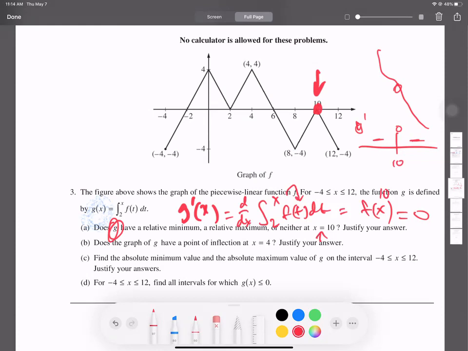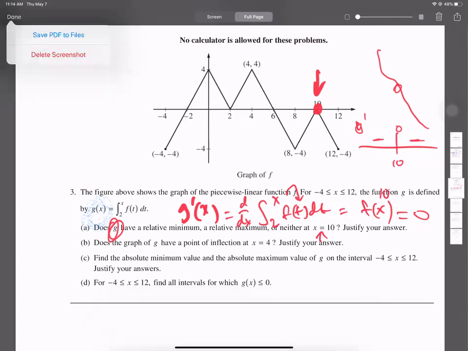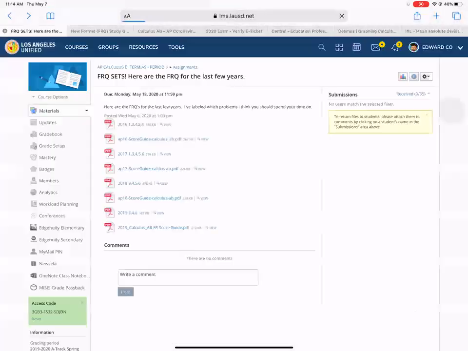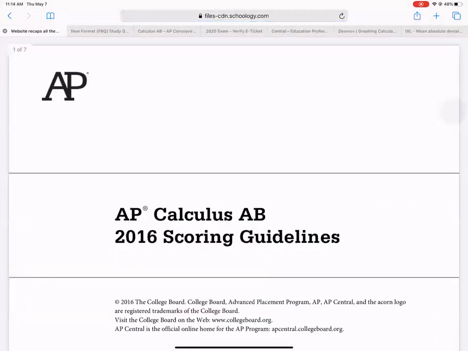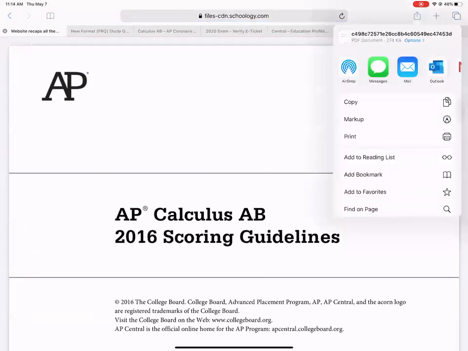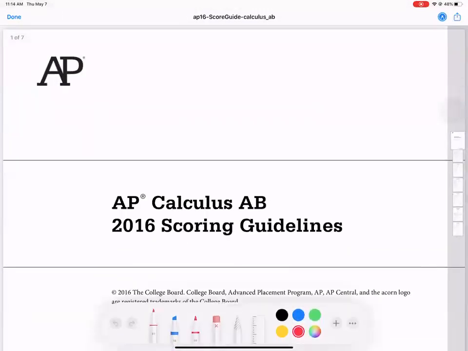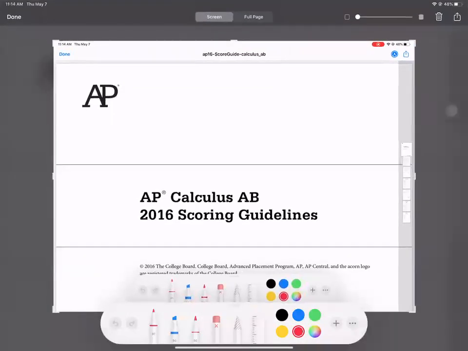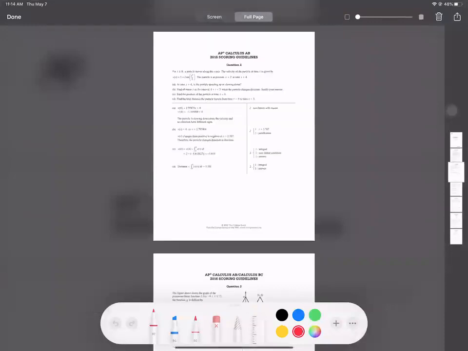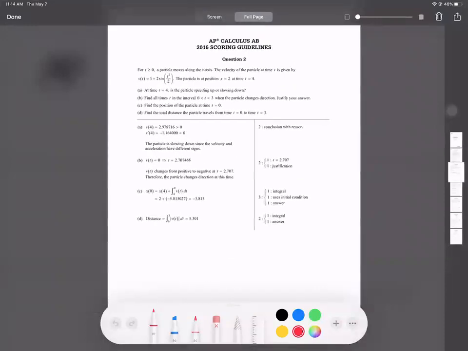Now, what I've also included here is the answer sheet. So let's go ahead and go back. Oh, I need a screenshot. I forgot. And just like before, we have a scoring guide.